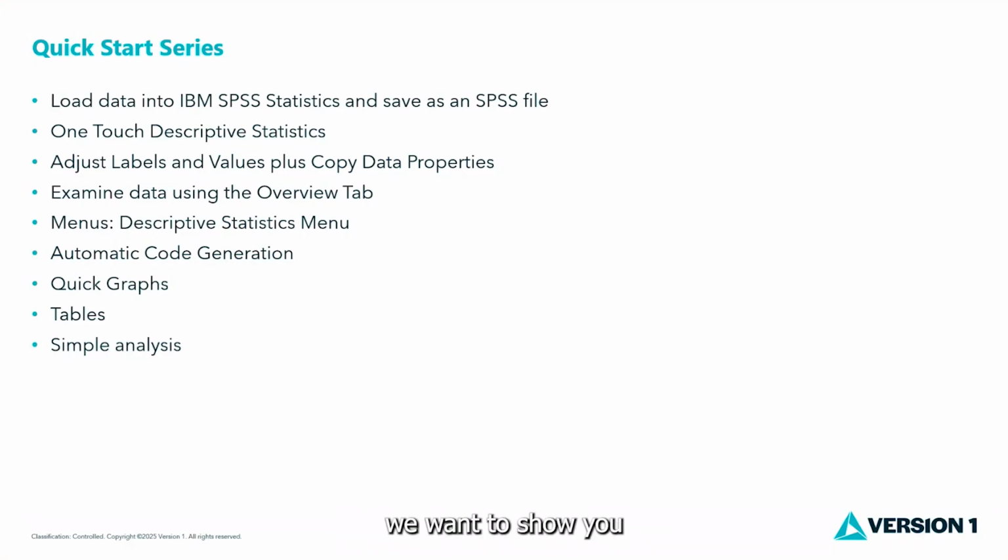So there's a number of things we want to show you in this quick start series. The first thing we want to show you is how to bring your data into IBM SPSS Statistics and save it as an SPSS file. We want to show you how to run one-touch descriptive statistics. We also need to show you how to adjust labels and values and use copy data properties. We want to show you how to examine your data using the Overview tab. We'll point you to the menus, so we'll show you the Descriptive Statistics menu. We'll show you other menus in IBM SPSS Statistics. We'll show you automatic code generation, some quick graphs and tables, and we'll run a simple analysis.